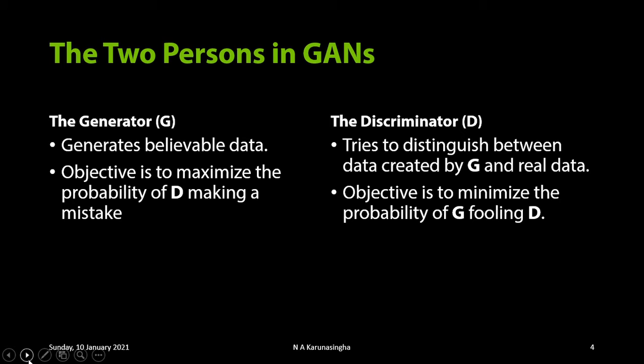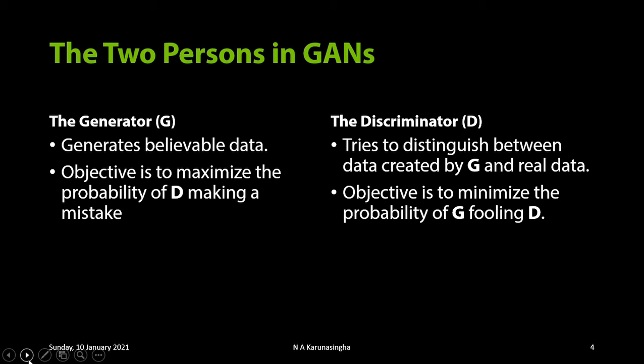So in the context of GANs, who are the two parties or the two persons? The two persons are basically two networks. One network is called the generator, and the other is called the discriminator. So these are two networks that compete with each other in this two-person zero-sum game. What the generator does is it generates believable fake data, and its objective is to maximize the probability of the discriminator making a mistake.